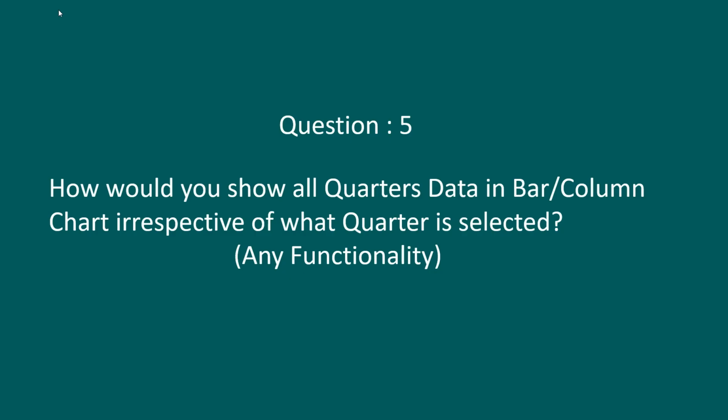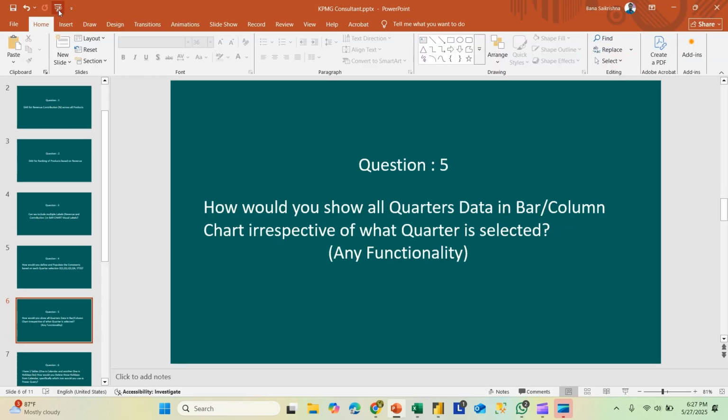The fifth question: how would you show all quarters data in a bar or column chart, irrespective of what quarter is selected? Any functionality which exists in it. See, whatever quarter we select, the visual has to show all quarters. Okay, so we have to search for what kind of functionality we can use in that manner.